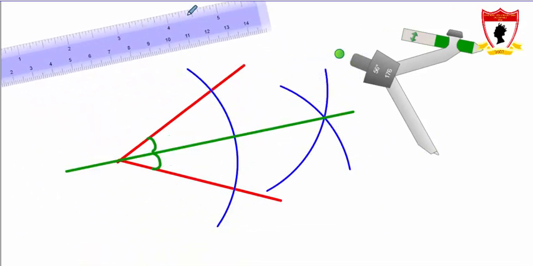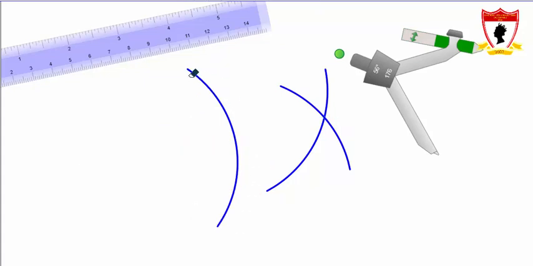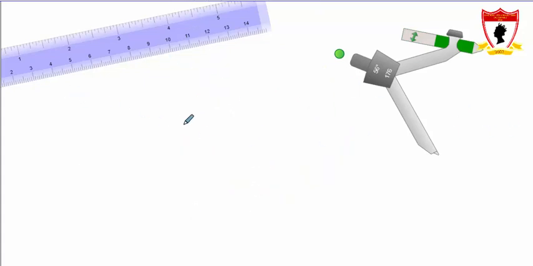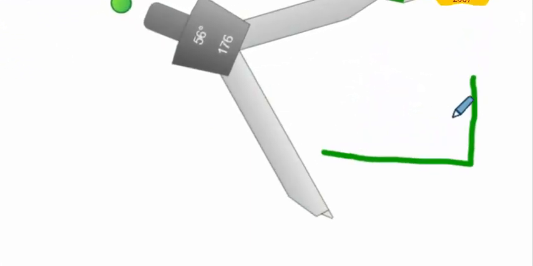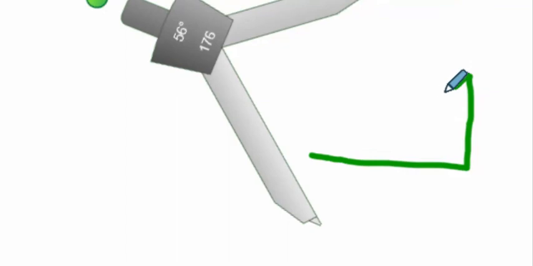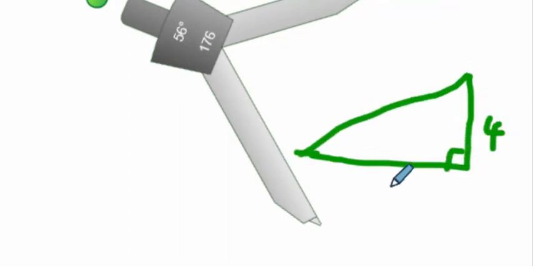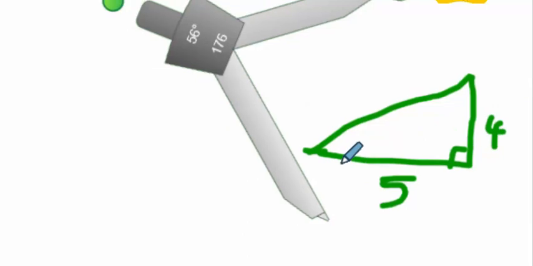Now we're going to draw a triangle which is 4 by 5. If roughly I do it, it's like this: a right angle triangle, 4 by 5. Now if we want to construct this right angle triangle, this height is 4 and the base is 5. We don't know how long the hypotenuse is. How can we construct something like this?